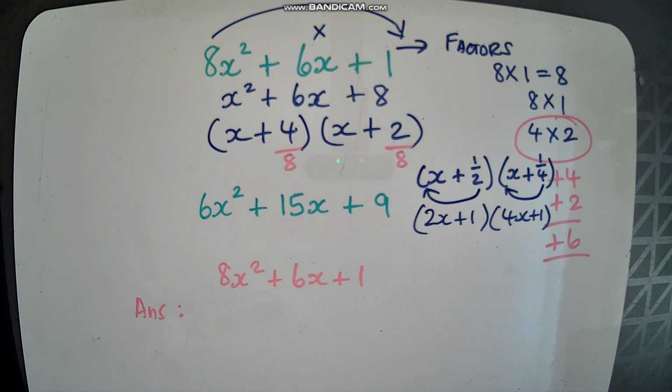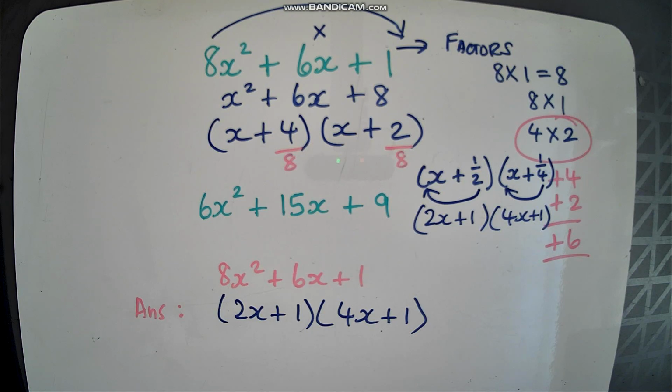So what is the answer? All that other work was just temporary work. So the final answer is 2x plus 1, close bracket, 4x plus 1. Do note that all of this here was just temporary work. So from there to there, that's the answer.